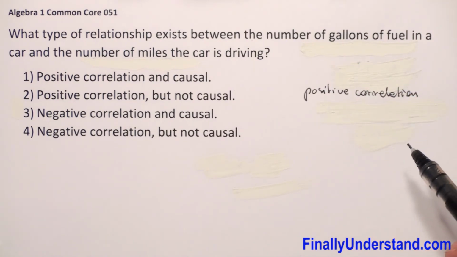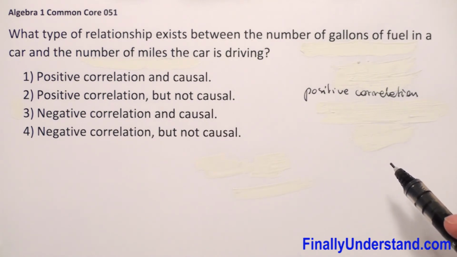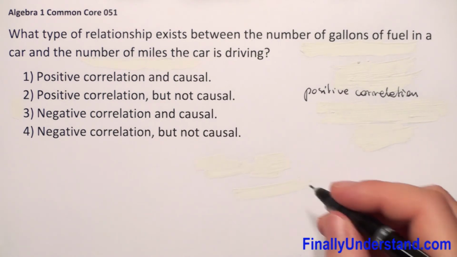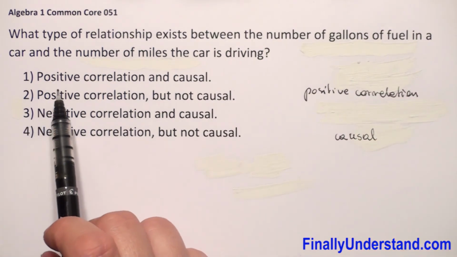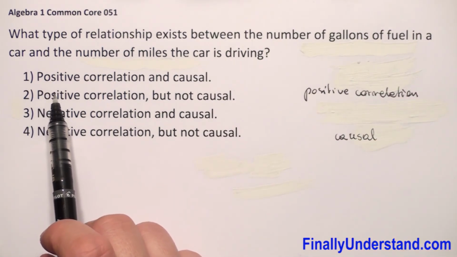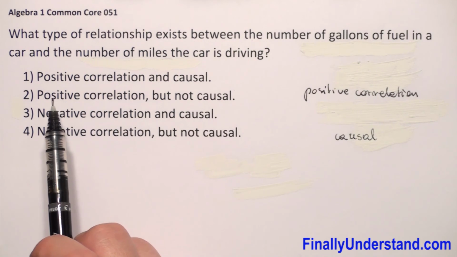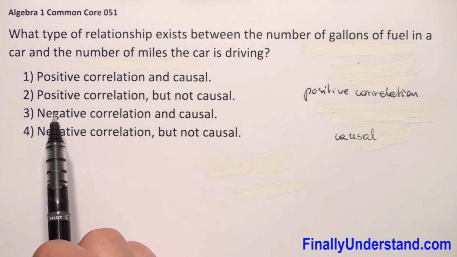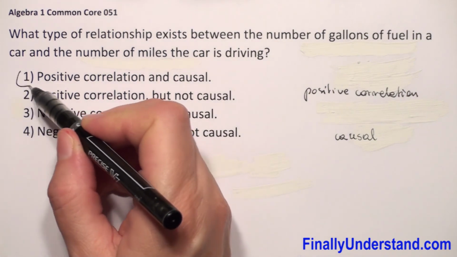And causal means that the first event caused the other. Driving causes fuel use. So the relationship is causal. So our solution is: first, we have positive correlation because both variables increase, and this is causal because the driving causes fuel use, so the relationship is causal. So this is my solution.